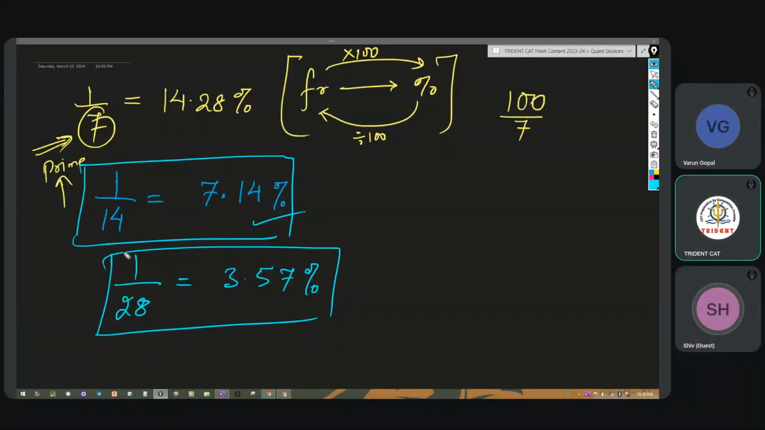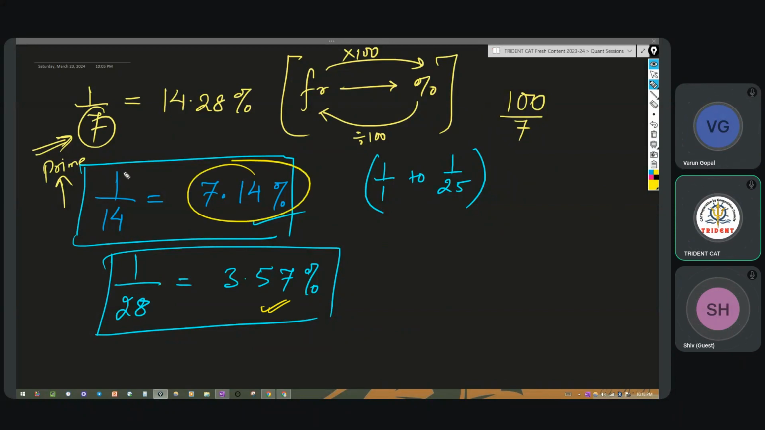Although, let me tell you, 1 upon 28 is not something that ideally you would remember like that. How long should I remember, if there is a question? I should say from 1 by 1 to 1 by 25. Please mark these numbers. If you can mark these numbers, I know by the end of our sessions you will be in a position to recall these numbers like the back of your hand. Okay. 3.57, and what are we doing? We're just doing divide by 2.